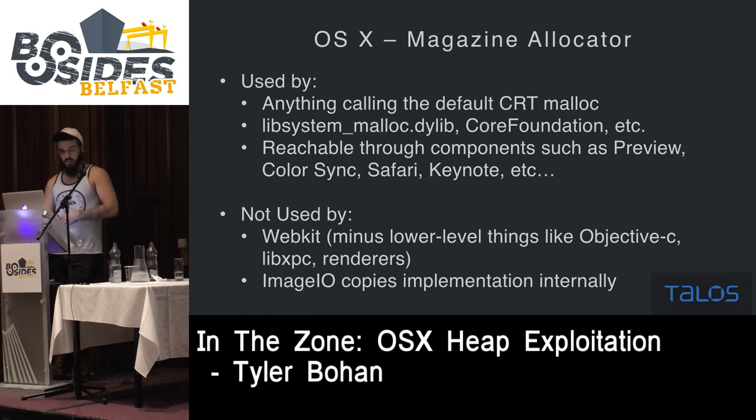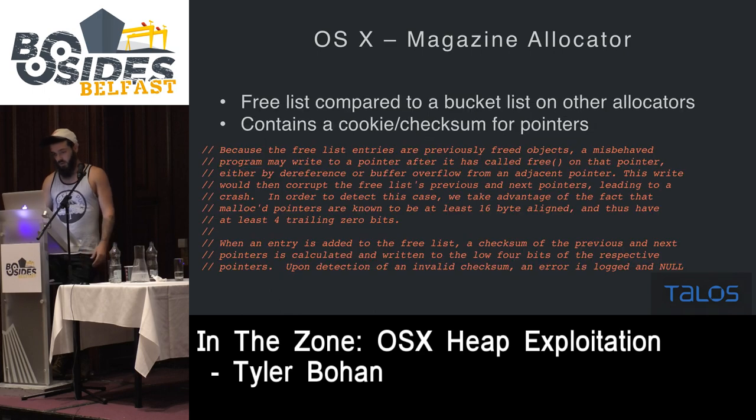So the magazine allocator is the default OSX malloc. Not to be confused with the WebKit malloc, which is slightly different. We'll get to that more. As you can see, it's used by basically everything. Color Sync, Safari, Keynote, anything that's on OSX that's not WebKit uses it. And WebKit uses it a little bit, and that's pretty much that.